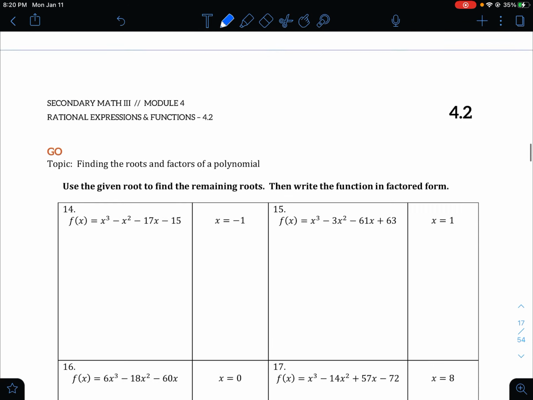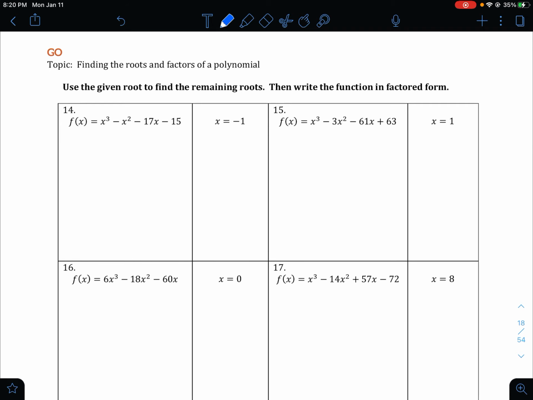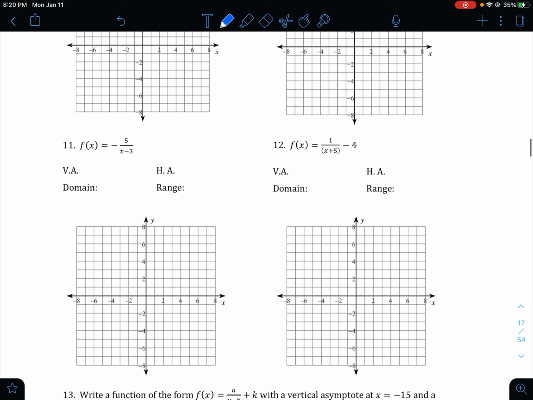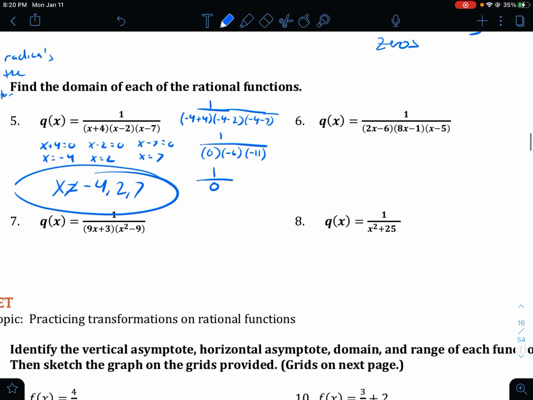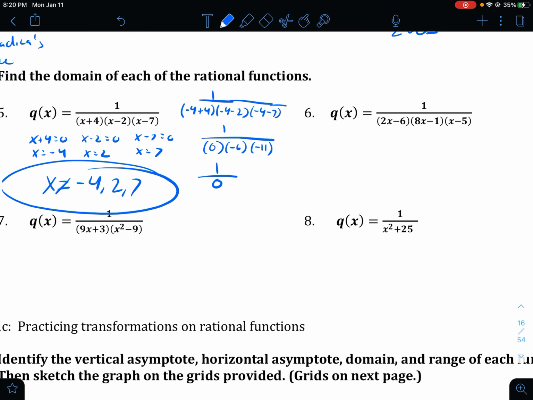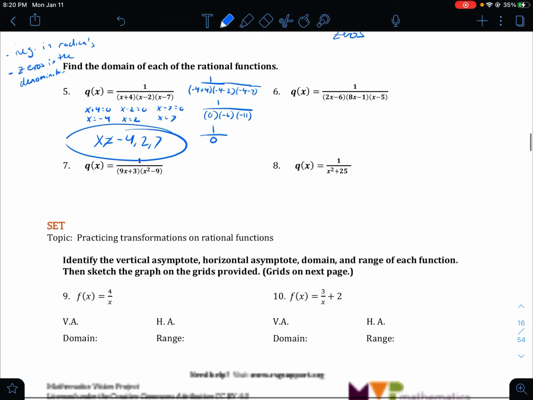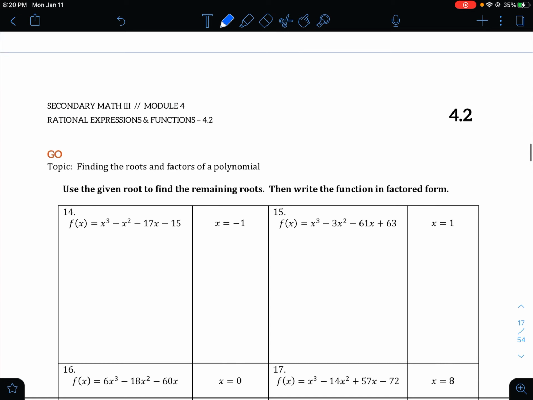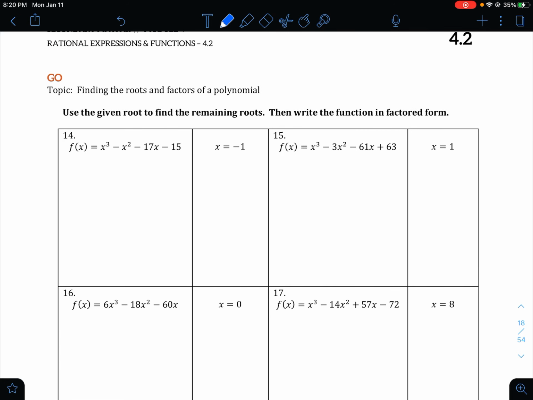Then lastly, let's go. Oh, and I guess just to go back to this, for all of these, you need to figure out what values are going to make these denominators 0, and restrict their domains. All right, now let's go ahead and check out the go. So this is going to be a throwback to our polynomial unit.